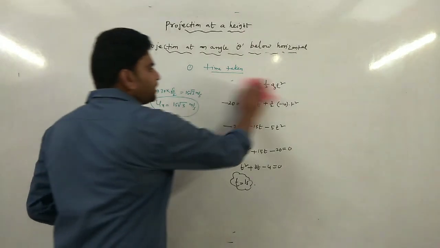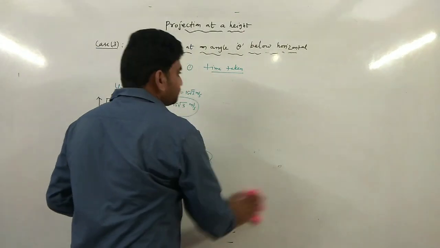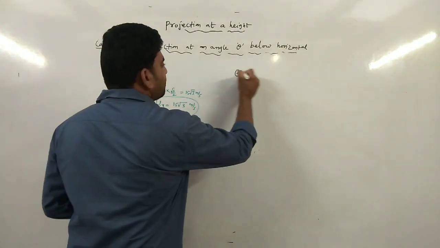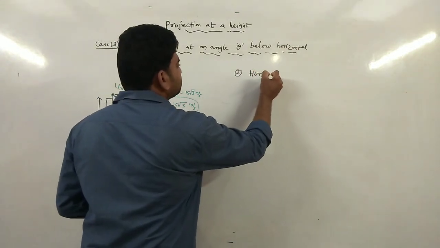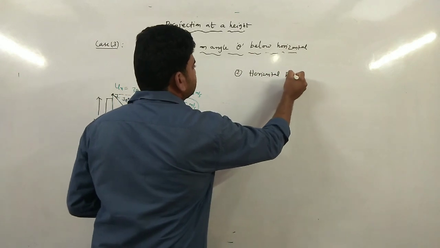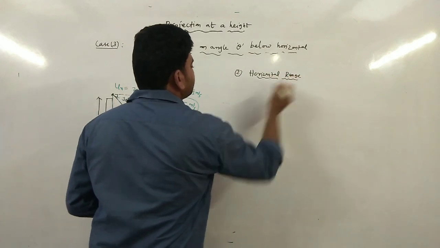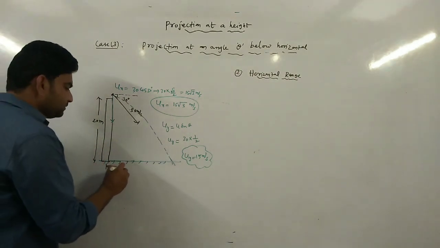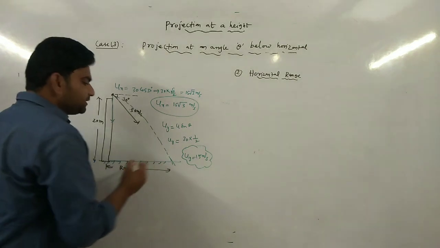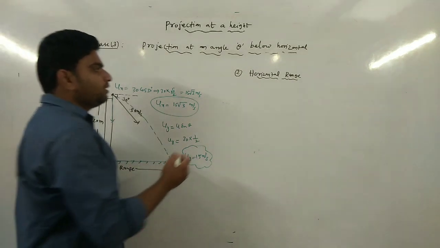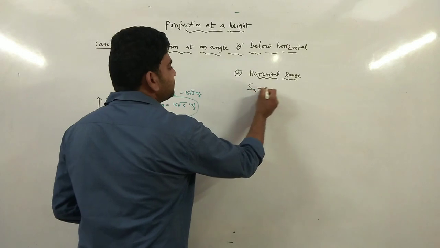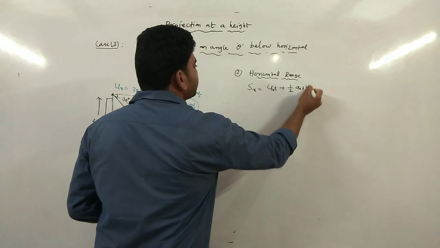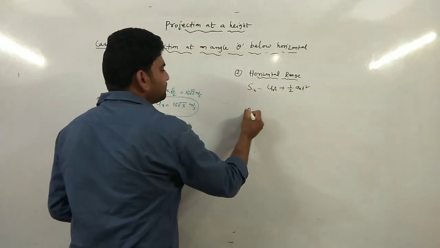And my second aim is what? To calculate horizontal range. The second aim is horizontal range. So this value I am supposed to calculate, nothing but range here, the horizontal distance. So I am considering the motion along horizontal direction. So Sx can be written as uxt plus half axt square. So what is my Sx value, which is nothing but range.